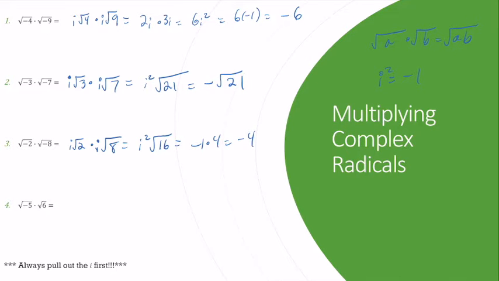Lastly, if I have the square root of -5 times the square root of 6, that gives me i square root of 5 times the square root of 6, which is i square root of 30. And I can't simplify 30 any further because it's 3 times 2 times 5.